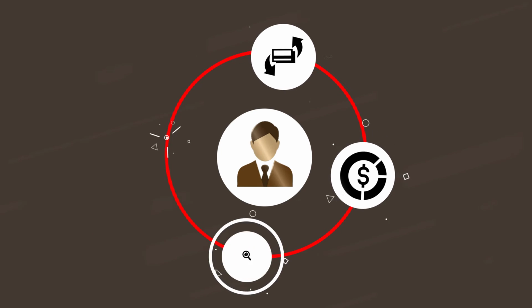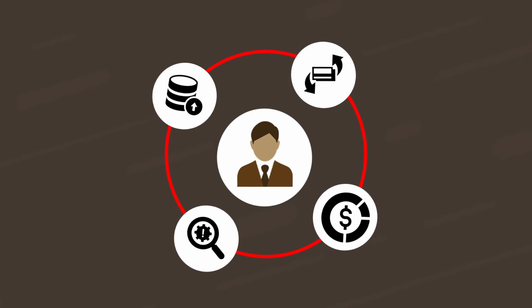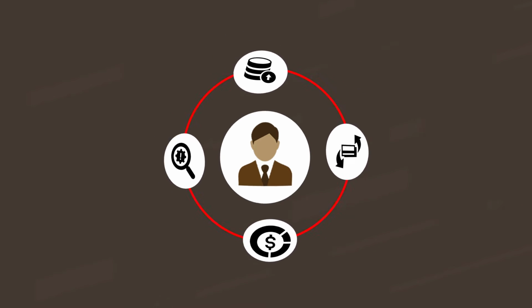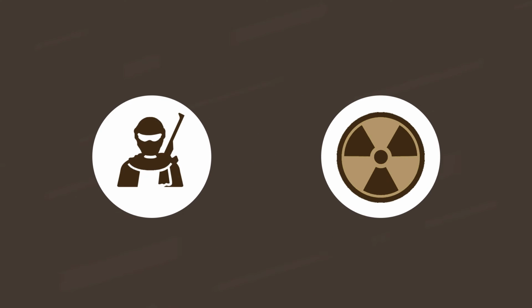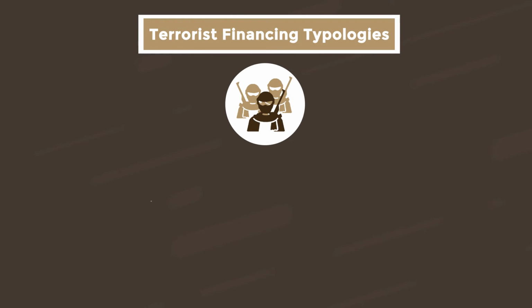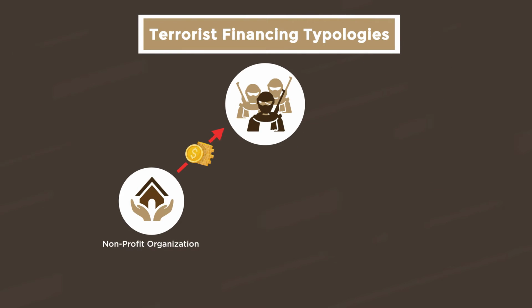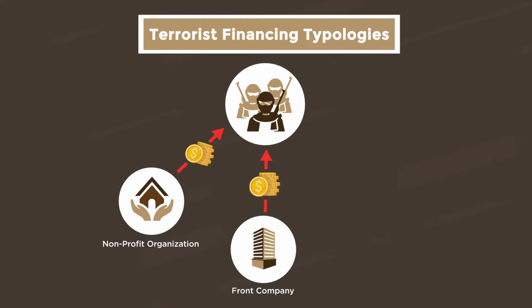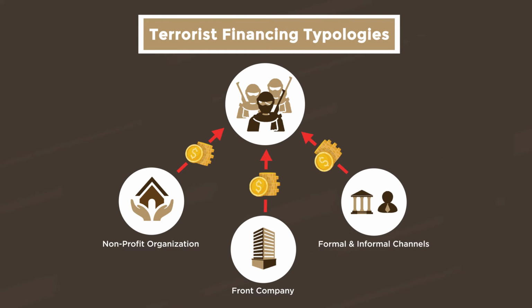Sanctioned persons often use varying methods to evade the TFS measures imposed on them. These include typologies used to evade TFS related to both terrorist and proliferation financing. Common terrorist financing typologies include misuse of nonprofit organizations and fundraising activities to support terrorist groups, misuse of legal entities by establishing front companies that operate as legitimate businesses to raise funds, and using both formal and informal channels to transfer funds for the benefit of terrorist groups.